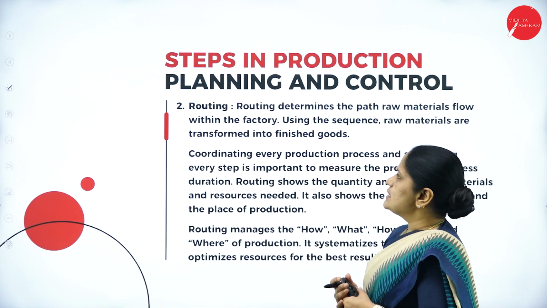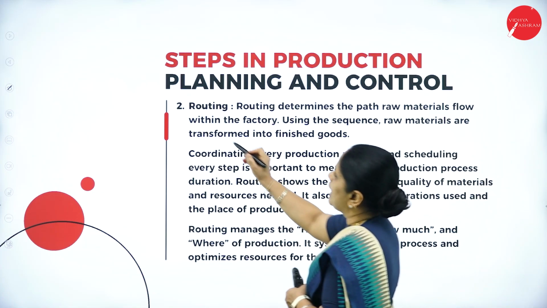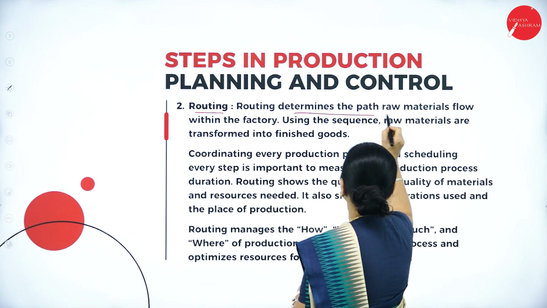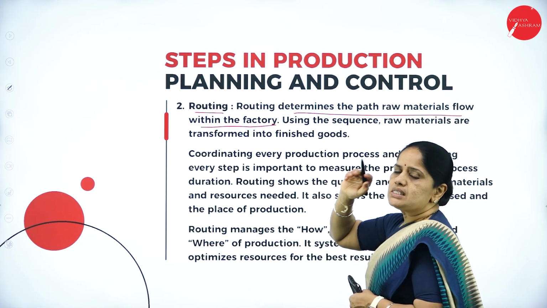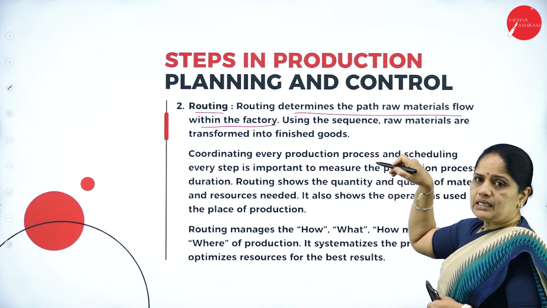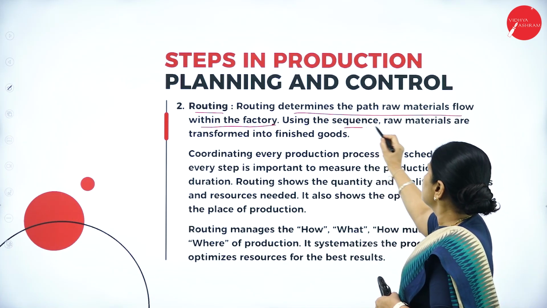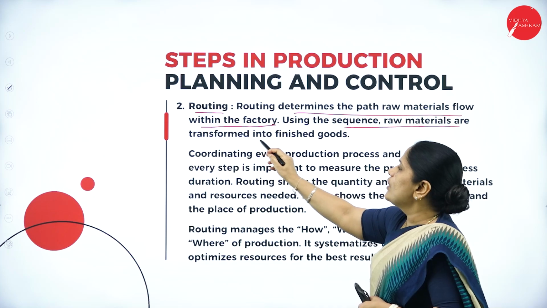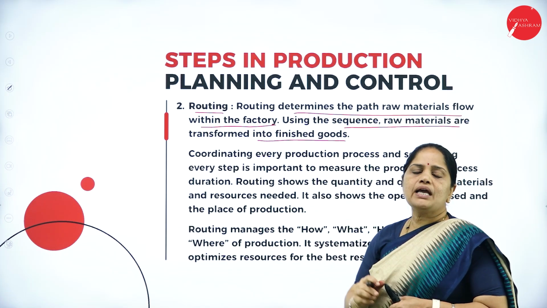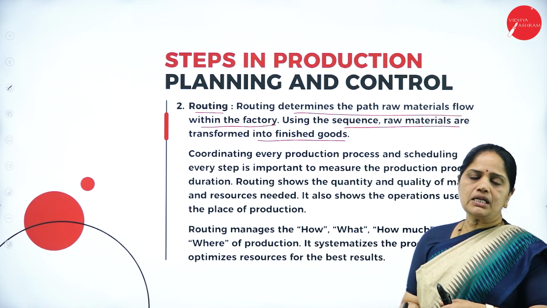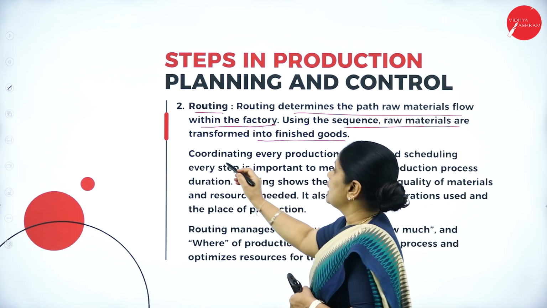Then the next step in production planning is routing. Now, what do we mean by routing? Routing determines the path the raw materials flow within the factory. So, what is the path taken by the raw materials within the factory? That we call routing. Using the sequence, raw materials are transformed into finished goods. So, with the help of the sequence, whatever raw materials we have introduced into the machinery get converted into a finished product.